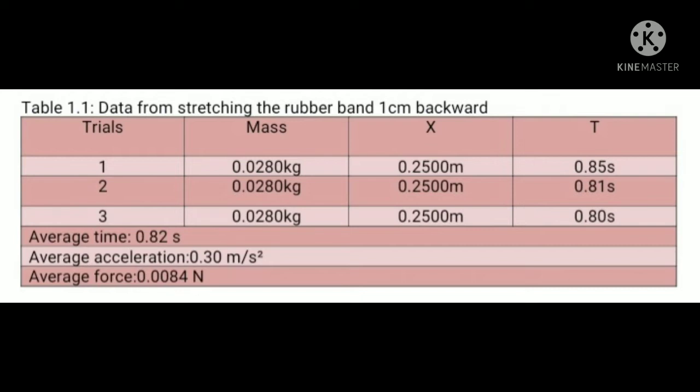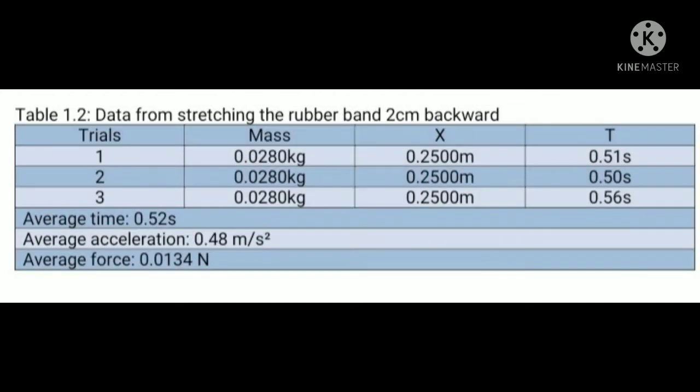So yung average time, yung average acceleration, average force, andyan na rin. So later nga pala, doon sa summary table, doon na natin i-analyze kung ano yung relationship ng mass, ng force, and ng acceleration. This is data table 1.2, data from stretching the rubber band 2 cm backward.